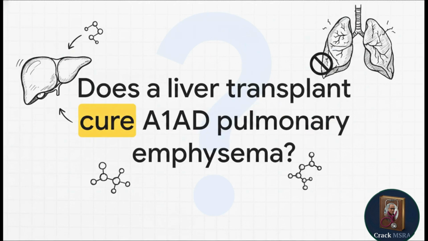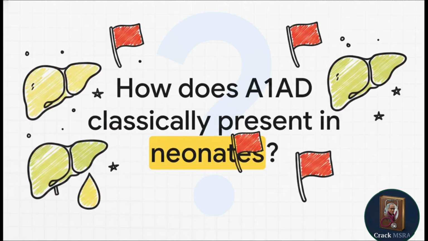Question 9. Let's say your patient gets a successful liver transplant. Does this cure their coexisting pulmonary emphysema? The answer is absolutely no. A new liver gives them normal A1AT, sure, but it cannot reverse the structural damage already done to those lungs. Question 10, our final rapid fire. How does liver involvement in A1AD classically show up during the neonatal period? Tragically, this presents as prolonged cholestatic jaundice or neonatal hepatitis.